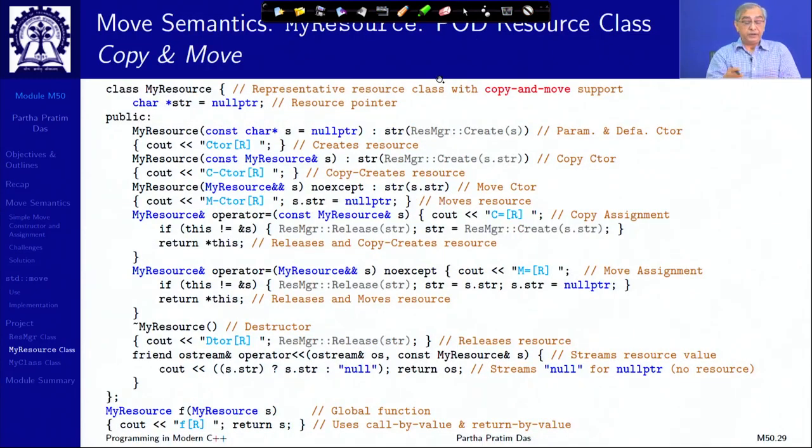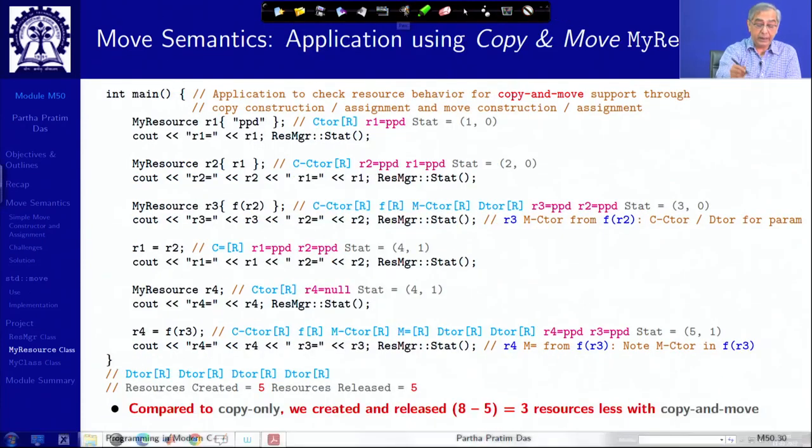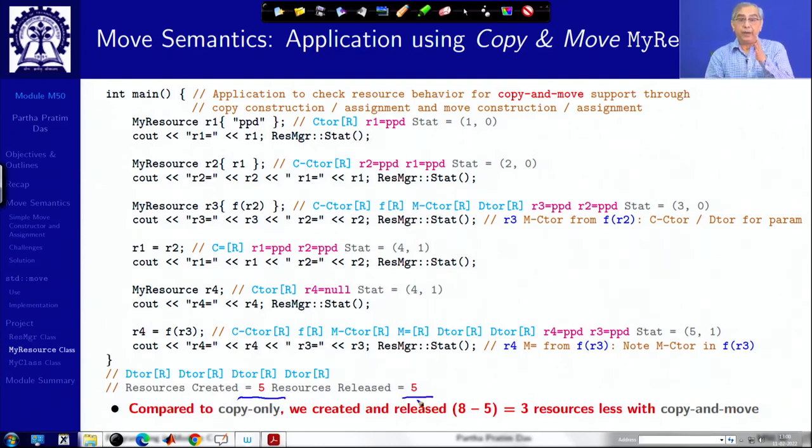Then we provide the version which has the move constructor and the move assignment. We have just seen how to do that. That is what I started with, and the same application is then written in terms of the copy and move my resource, and you can see that the resource creation and deletion has dropped from 8 to 5. So, 3 less resources, since we are making use of move in the same context.